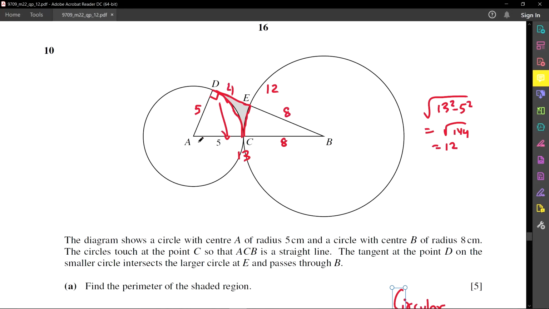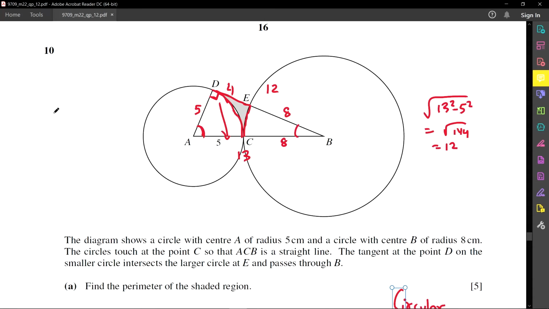DE is 4. Now we need to find these angles. Let's say this angle, what we can do is we can use SOHCAHTOA here, and to find this angle, that is also SOHCAHTOA. For this one, it is 90.